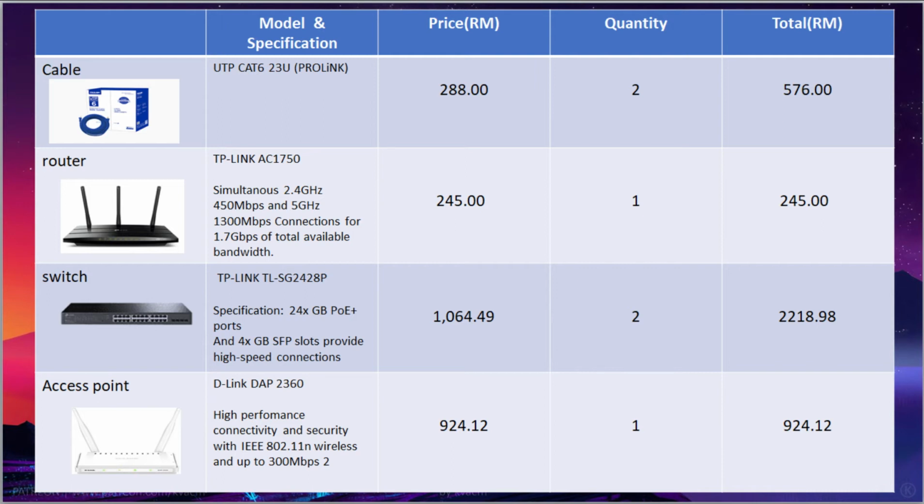Next, we have router, which is RM 245 per unit, and we need 1 unit only. Switch, 2 units, which is amount 2,218 ringgit and 1998 cent. And last we need access point, which we need only 1 unit, with price RM 924 ringgit with 12 cent.